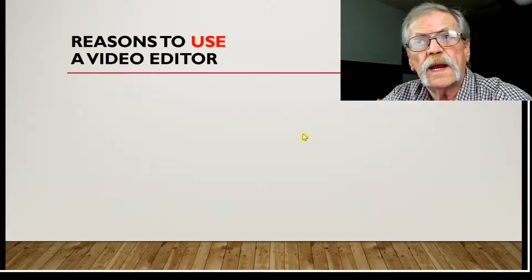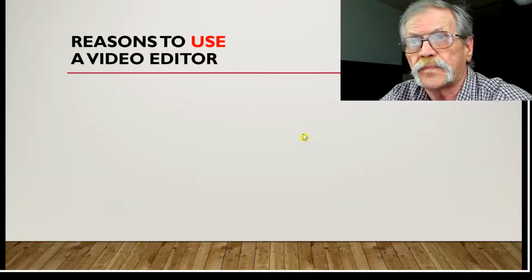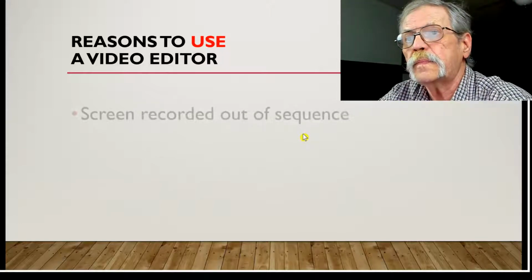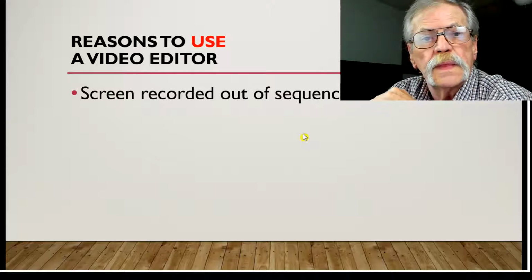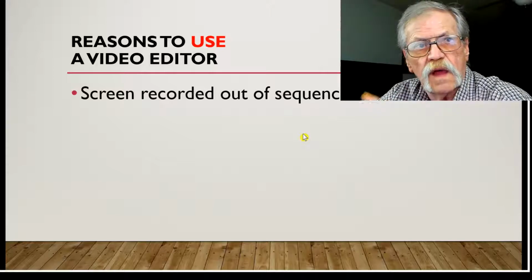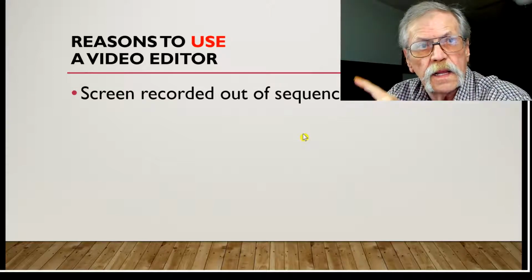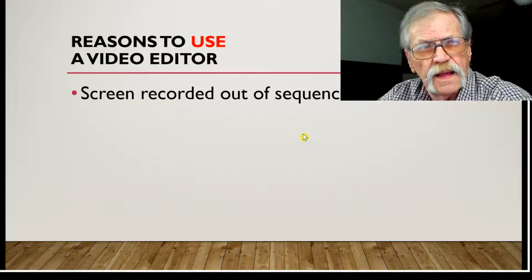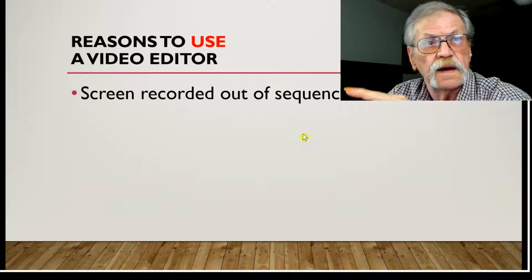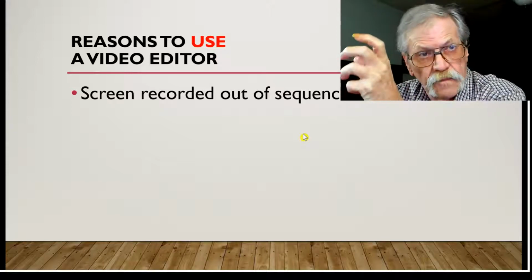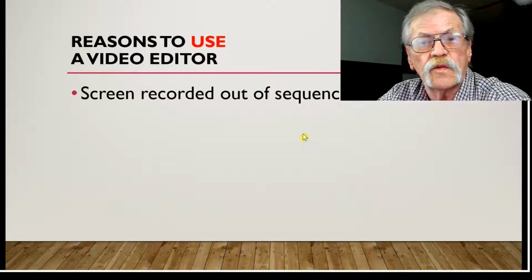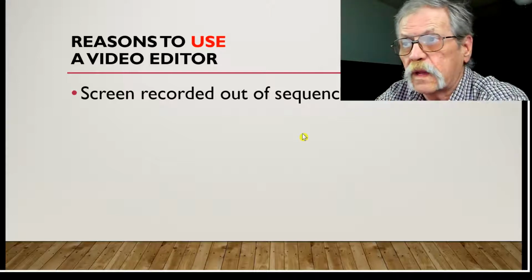Now, here's what happens when you don't do these steps, and they give you reasons to use a video editor. Number 1, maybe I recorded my scenes out of order. I skipped one, and then I had to go back. And on replay, it's kind of jumbled. It doesn't make any sense. Well, I can put it in a video editor, take the one, cut it, and paste it into where it's supposed to be, and then go on about my business.